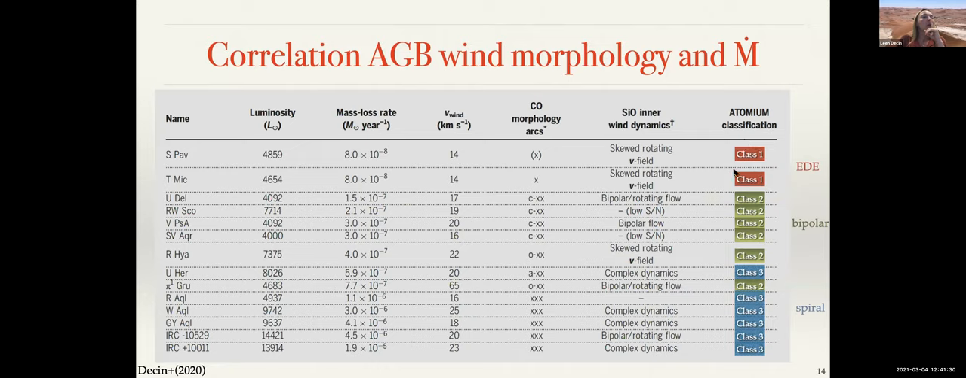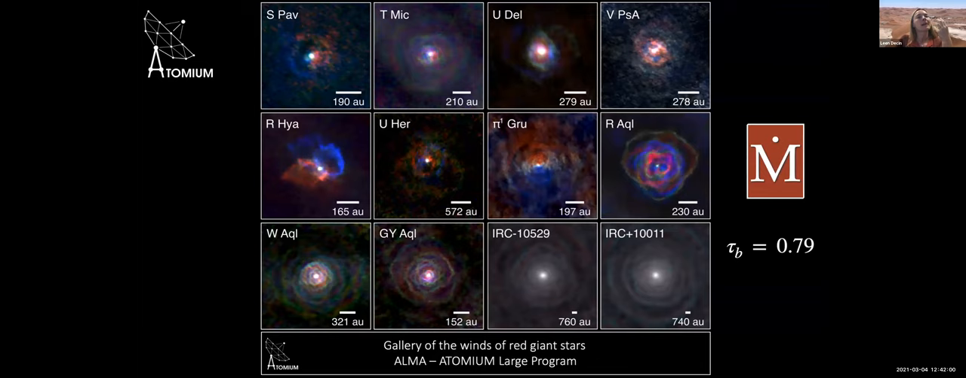We could see that some stars have a pronounced equatorial density enhancement. Other ones have a pronounced bipolar structure, while a third class has a more pronounced spiral structure. So what is causing this ordering in the colors? Well, these stars, as you can see them here, are ordered with respect to their mass loss rate. So whatever is giving us this nice ensemble of morphologies, the mass loss rate is one of the key parameters dictating this outcome.